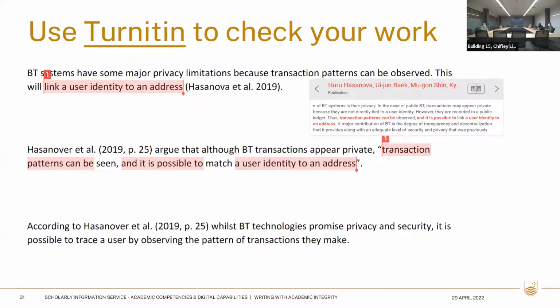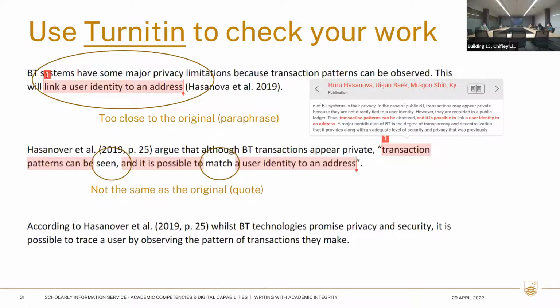So we had talked about Turnitin a little bit earlier. Often this is what it will look like once you've submitted to Turnitin. At the top there, we have an example of something where the original is too close, so where the wording of the paraphrase is too close to the original. As you can see, that's been highlighted in red. And when you see that, it's a good opportunity to think about whether you need to rework a particular paraphrase.